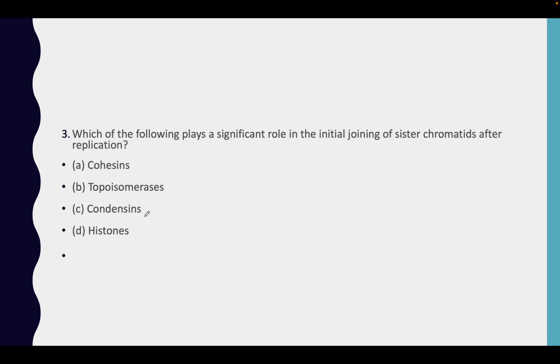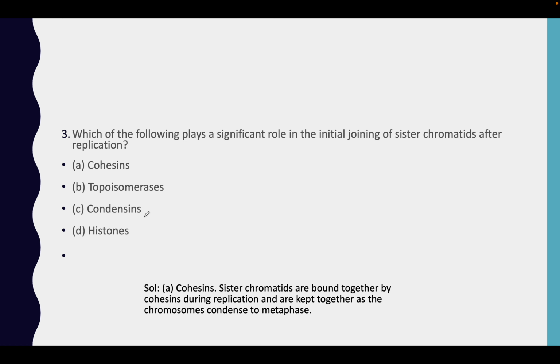Which of the following plays a significant role in initial joining of sister chromatids after replication? Cohesin, ma'am. Sister chromatids are bound together by cohesins during replication and they are kept together as chromosomes condense to metaphase and they are separated in anaphase.